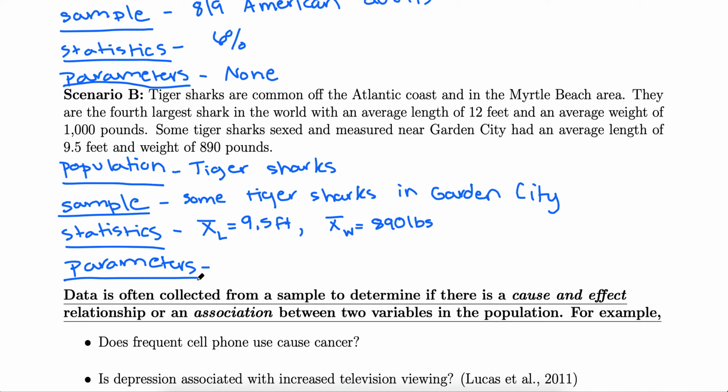Parameters, anything that describes the population. So going back to the beginning here, they give some general information about tiger sharks, describing all tiger sharks. So for example, they tell us the average length is 12 feet and the average weight is 1,000 pounds. So I'll jot that down because it's describing the entire population of tiger sharks in general.